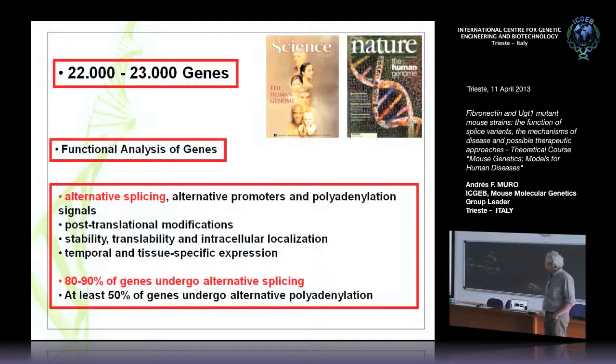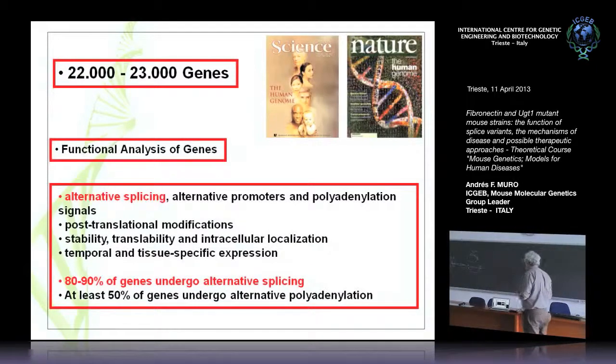But we have to keep in mind that most of the genes, about 80–90% of the genes, undergo alternative splicing, so they produce different isoforms, different proteins encoded from a single gene, and in many cases it happens in a tissue-specific manner. There are also alternative promoters and alternative polyadenylation signals. About 50% of the genes have alternative polyadenylation signals. In some cases, the protein encoded by the usage of the different signals is different, and obviously the function is different, and it could also happen in a tissue-specific manner.